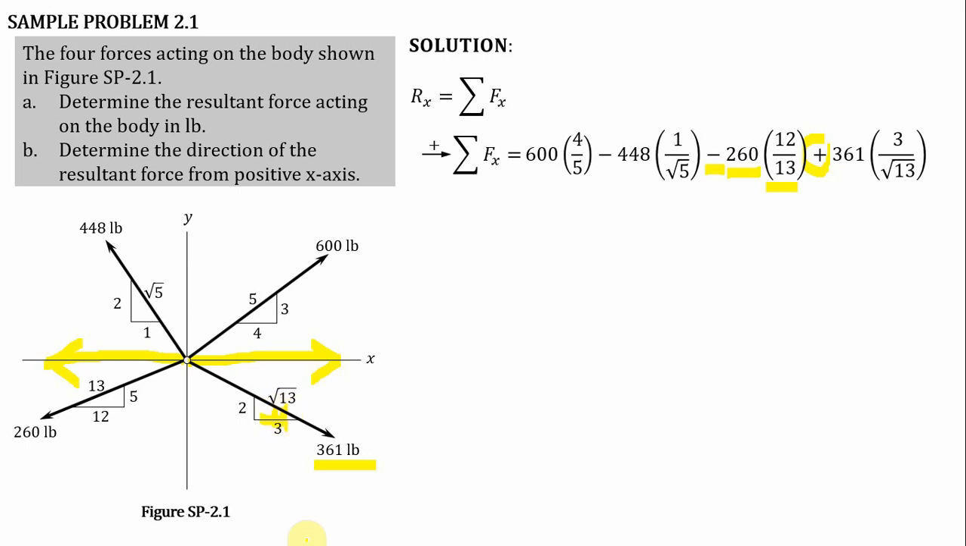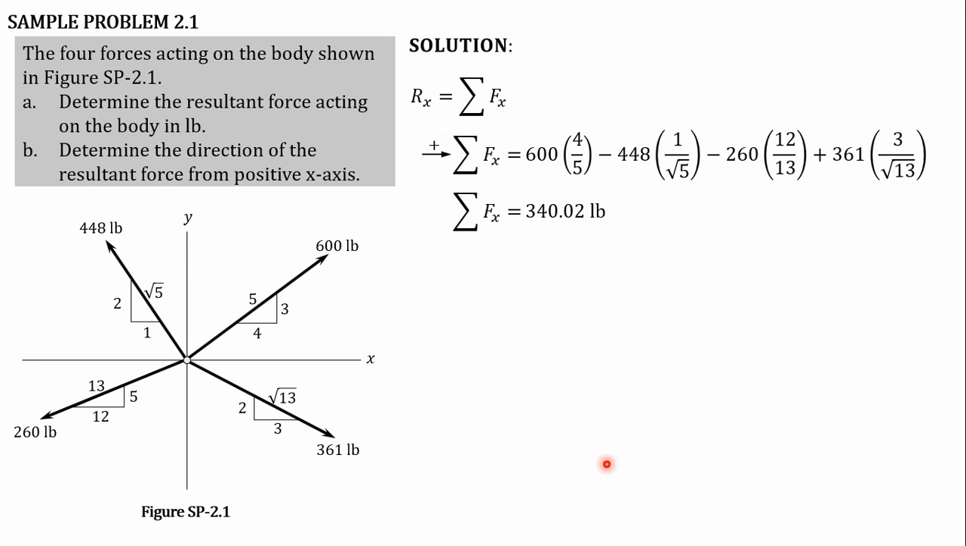What is cosine of this angle? Okay, what is cosine of this angle? Okay. And this angle is equal to that angle. And then cosine theta is equal to 3 over square root of 13. So that's why it's 3 over square root of 13. Okay, gets nyo? Okay, so therefore, the summation of Fx is equivalent to 340.02 pounds. Okay, so that is our summation of Fx, or that is our Rx.